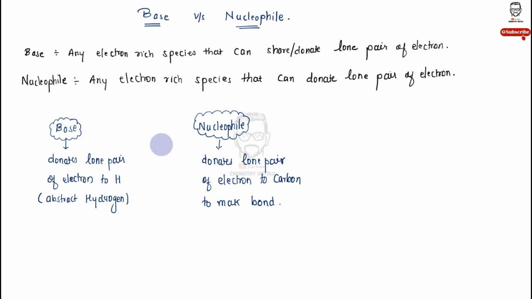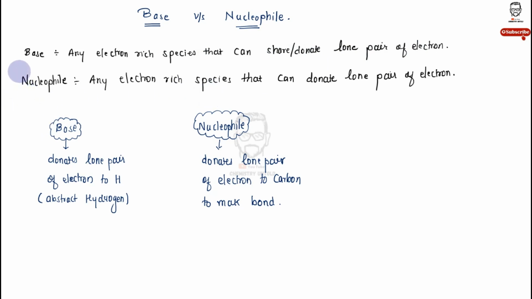Let me tell you one thing. Whether a chemical species will work as a base or as a nucleophile totally depends upon the reaction, and on the action that it is carrying out. Now let us look at the definition of a nucleophile and of a base. Both have the same definition. A base is any electron rich species that can share or donate its lone pair of electrons, and a nucleophile is any electron rich species that can donate its lone pair of electrons.